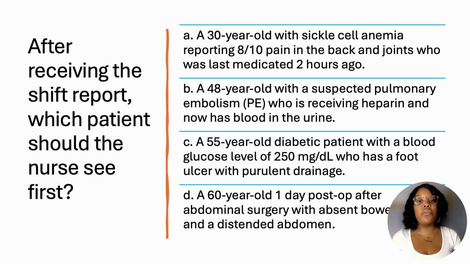And then a diabetic with their blood sugar 250, is 250 high, yes, and who has a foot ulcer with purulent drainage, that's important as well, but that's not priority. Priority is that patient who is now bleeding in their urine.